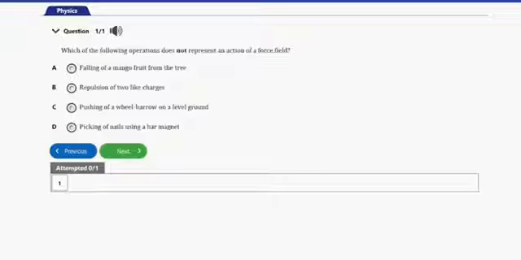But guys, pushing a wheelbarrow on a level ground is not an action of a force field, and as such, that's the answer to this question.